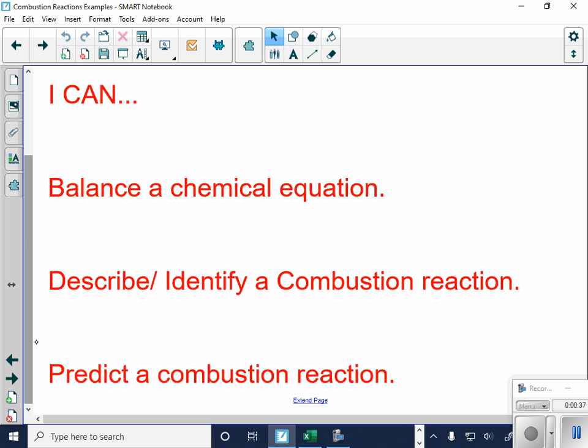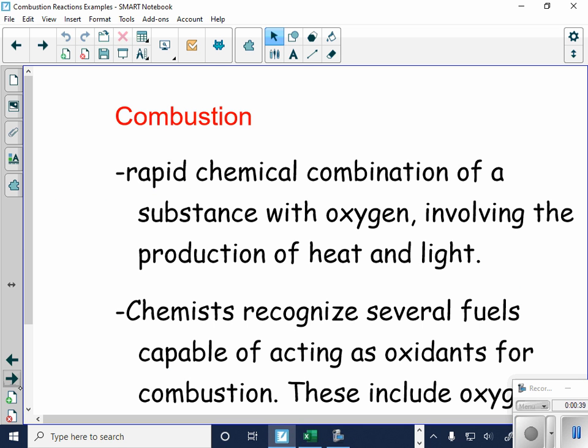Now, combustion reactions are pretty simple, okay? Combustion is a rapid chemical combination of a substance with oxygen involving the production of heat and light. Combustion is basically the burning. So, if we take a piece of wood and we light it, if there is oxygen, it will burn, okay? And it will give us a certain chemical reaction.